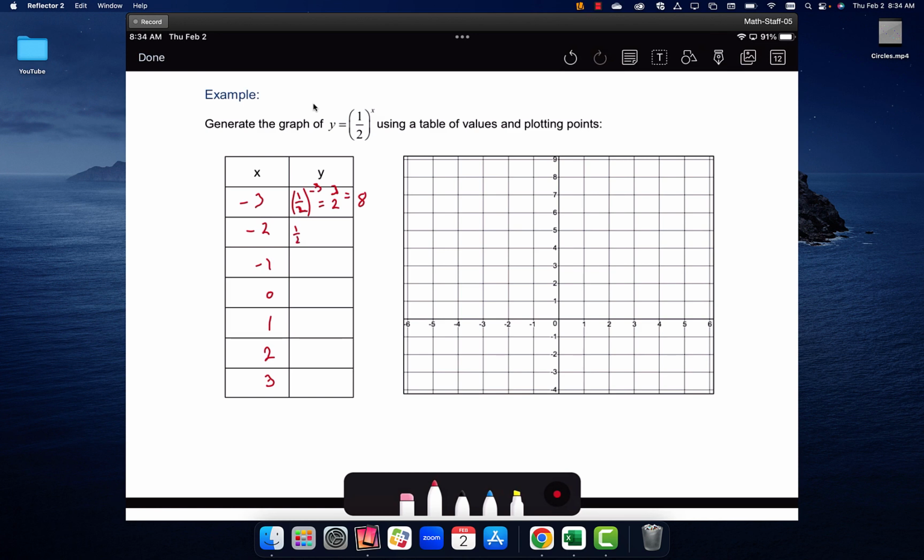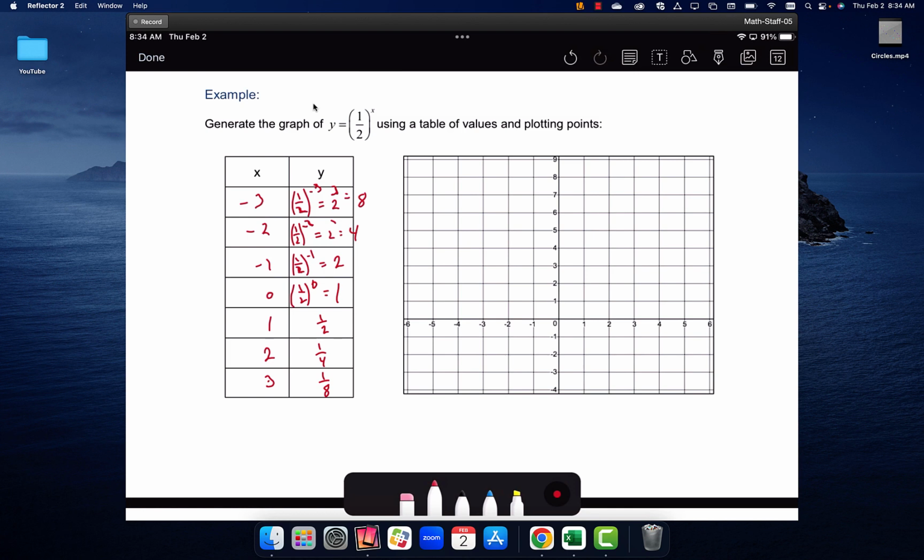Then we have 1/2 to the -2 power. That's the same thing as 2 squared, which is 4. And then 1/2 to the -1 power is simply 2. 1/2 to the 0 power is going to be 1. 1/2 to the 1 power is 1/2. 1/2 squared is a 4th. And 1/2 cubed would be 1/8. Very similar to the pattern we saw in the previous example, just backwards.